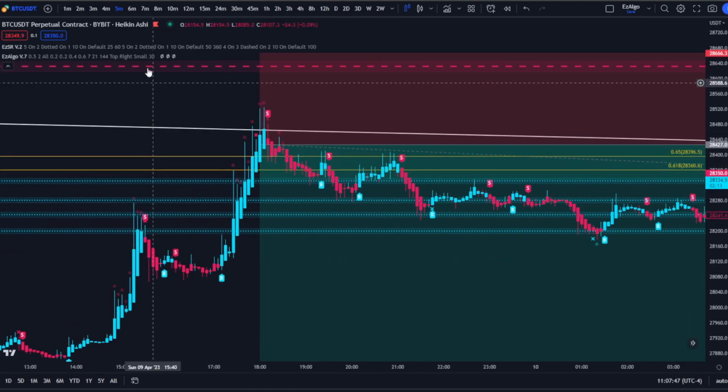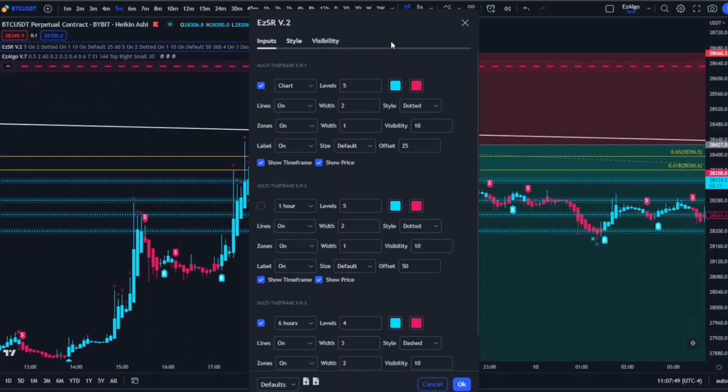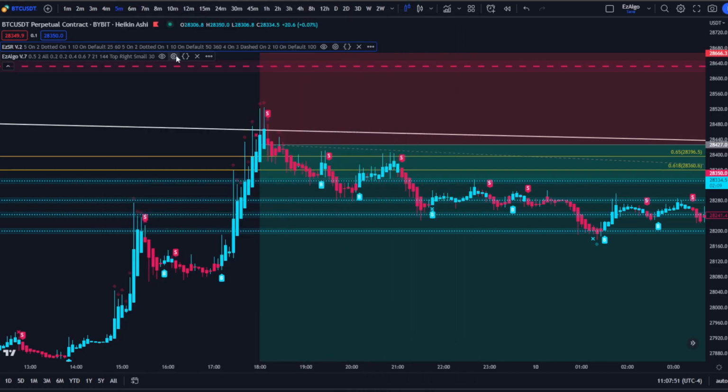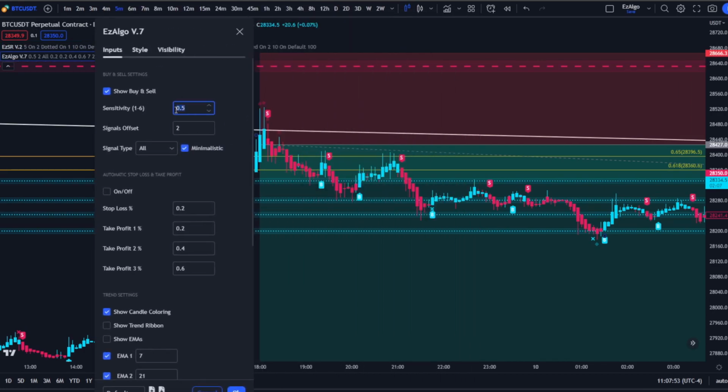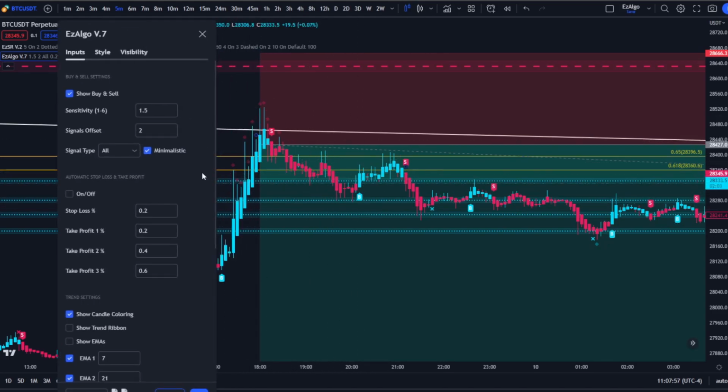Now, you'll notice that on the 0.5 sensitivity, the signals are very, very frequent. So if I actually raise this to, let's say, 1.5, you might get less signals. So let's change it to 1.5, and you can see that the signals are a lot smoother on 1.5. However, this sell signal is one candle later. So just keep that in mind.